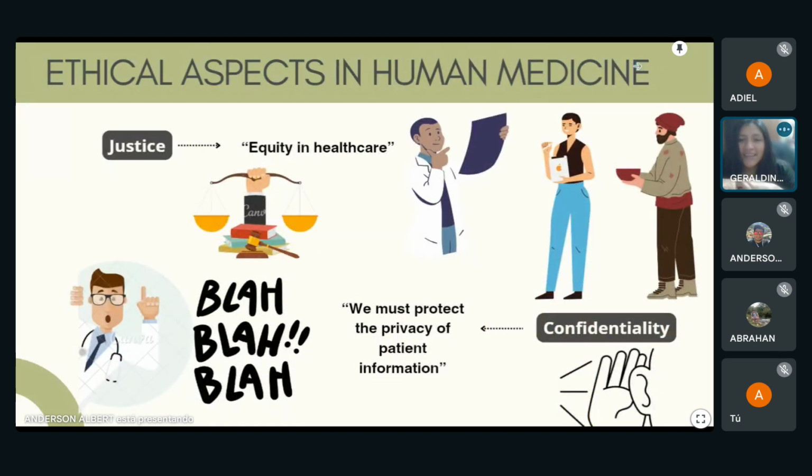Justice. Health professionals must ensure that all patients receive fair treatment and that medical resources are distributed equitably, without discrimination based on economic, social, or cultural factors. For example, we can't treat a patient from a humble background differently than a friend, family member, or relative. All patients must be treated equally, providing the best service.